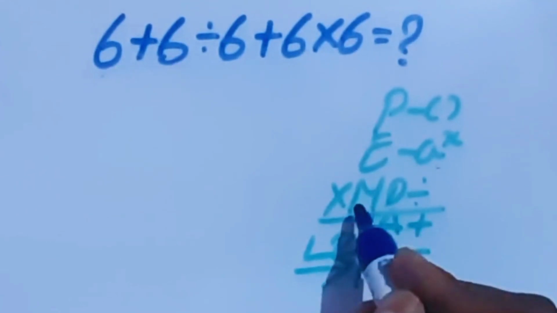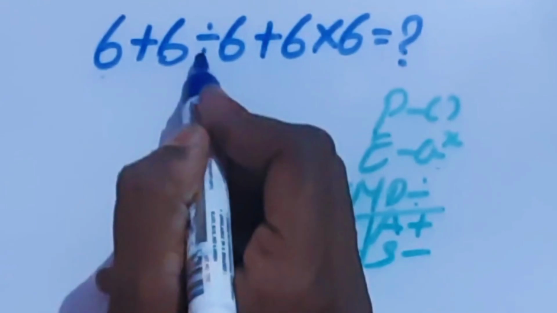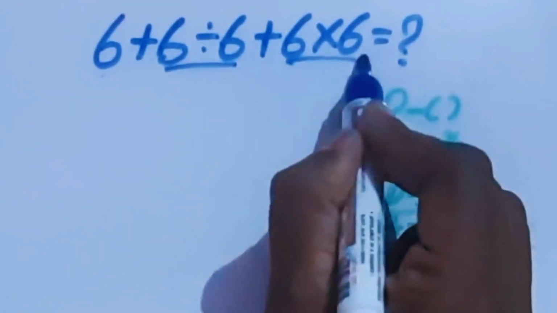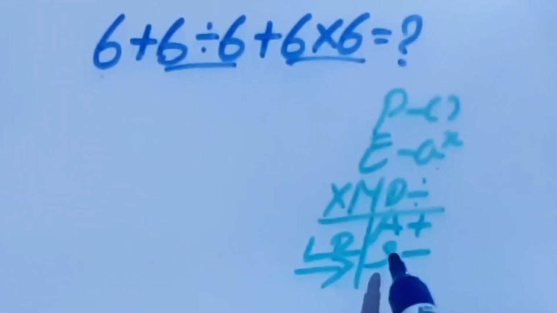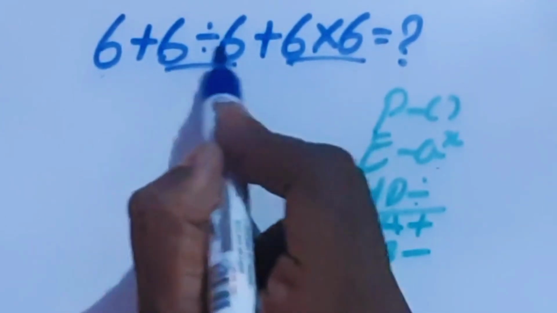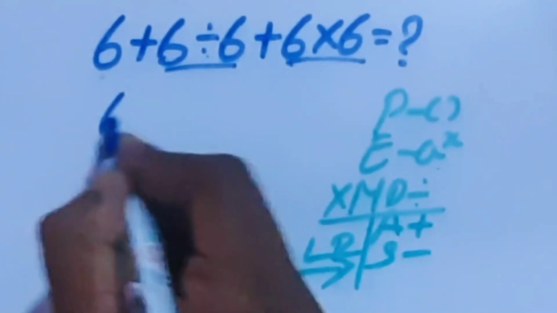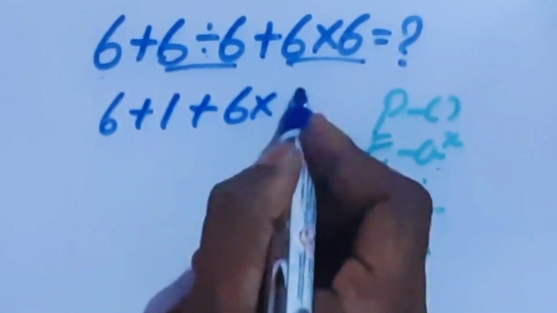Here, the next priority is multiplication and division. In this problem, we have addition, division, addition and multiplication. This is division, this is multiplication, which is higher priority than addition and subtraction. So, we have to do this division and multiplication before these additions. 6 plus 1 plus 6 times 6.